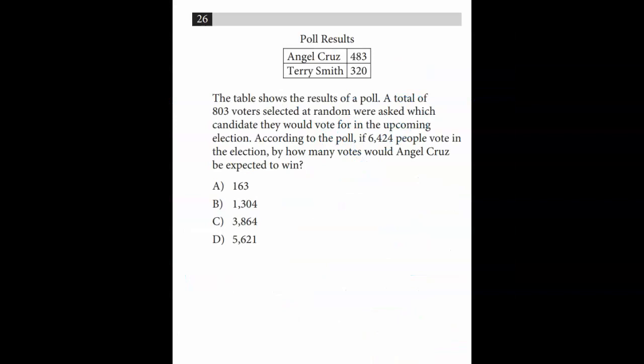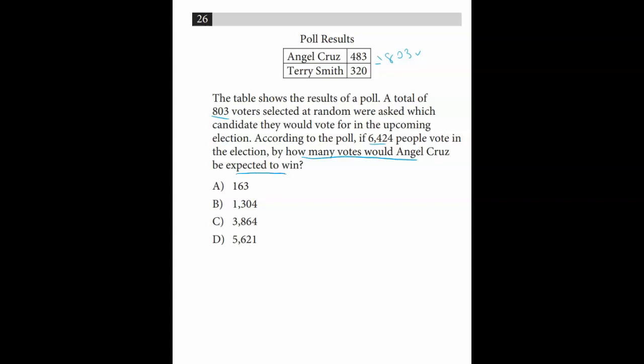All right, number 26. The table shows the results of a poll. A total of 803 voters, selected at random, were asked which candidate they would vote for in the upcoming election. According to the poll, 6,424 people vote in the election. By how many votes would Angel Cruz be expected to win?